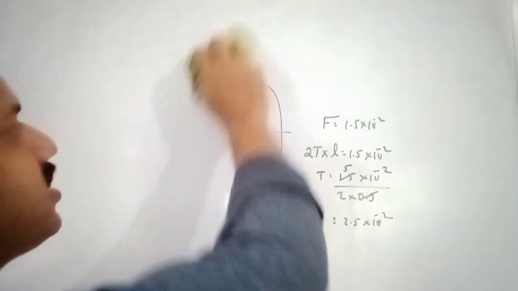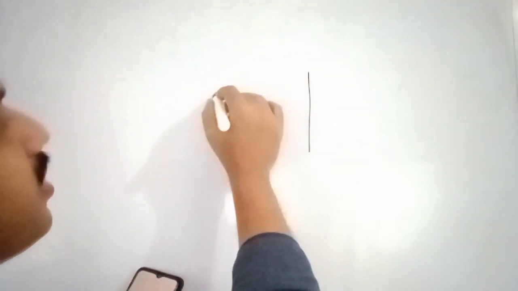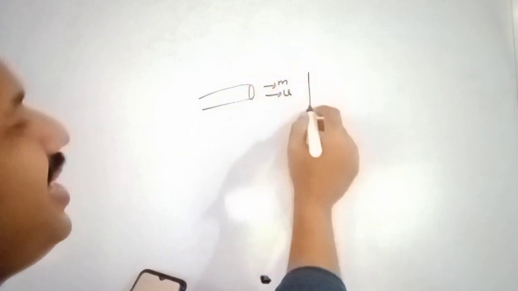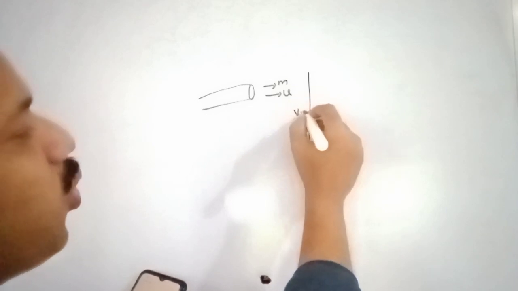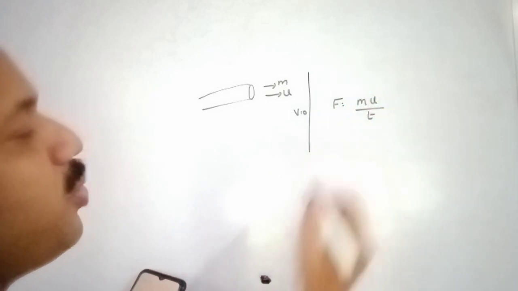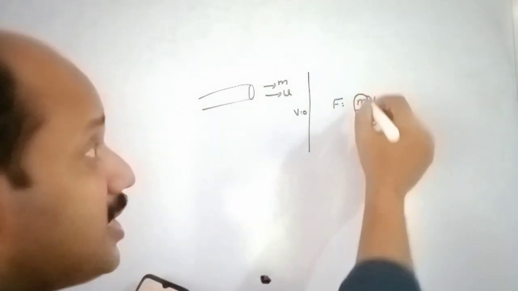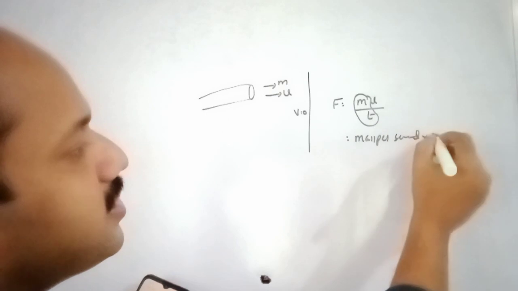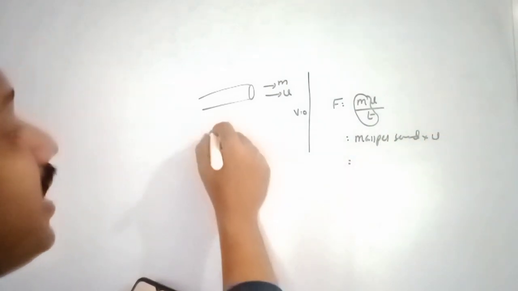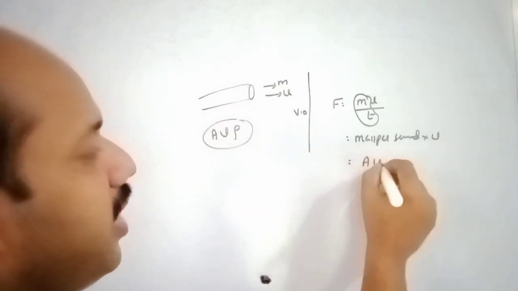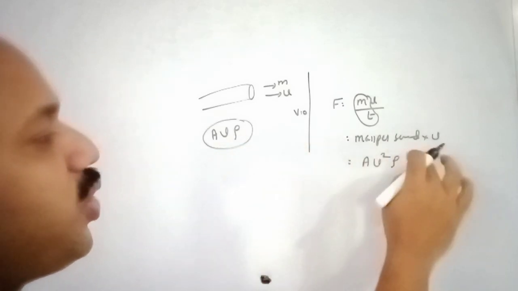In this case, the wall is there, water is coming with velocity v, then after collision the velocity is 0, right? Now force is equal to change in momentum, that is mu by t. Now this m by t is mass per second, so mass per second into u. We know that volume per second is AV, so mass per second is AV rho, from the equation of continuity. Now it is AV square rho.